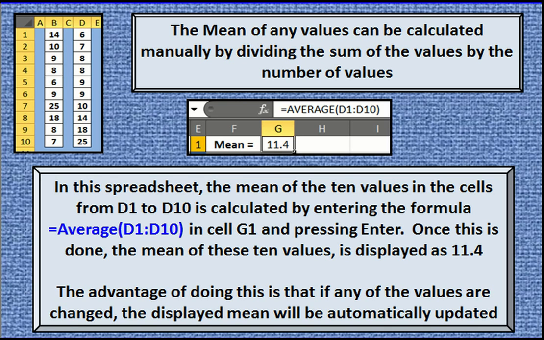The mean of any values can be calculated manually by dividing the sum of the values by the number of values. In this spreadsheet at the upper left, the mean of the 10 values in the cells from D1 to D10 is calculated by entering the formula equals average in parentheses the range D1 to D10 in cell G1 and pressing enter. Once this is done, the mean of these 10 values is displayed as 11.4. The advantage of doing this is that if any of the values are changed, the displayed mean will be automatically updated.